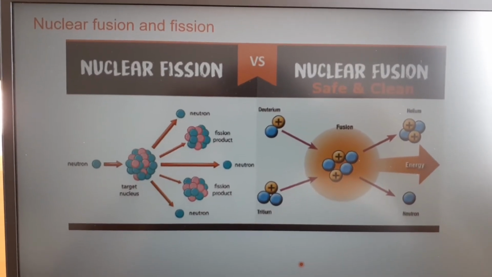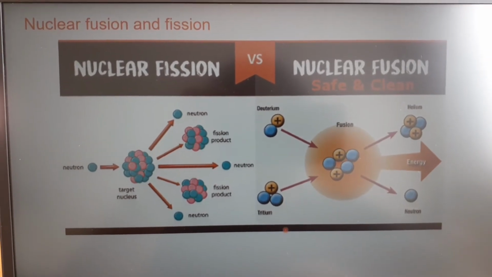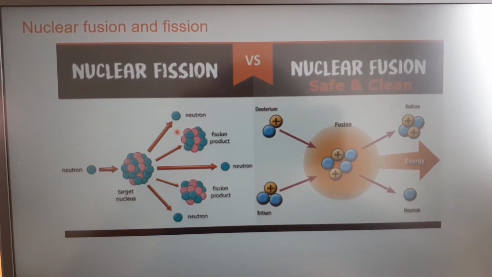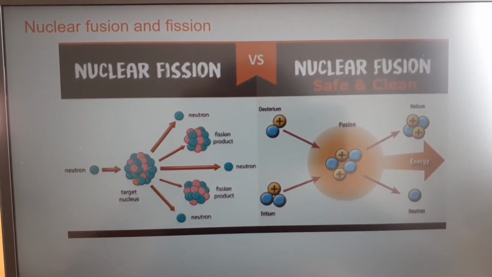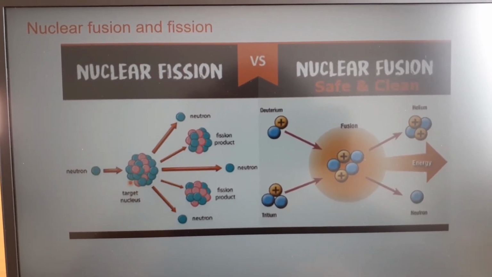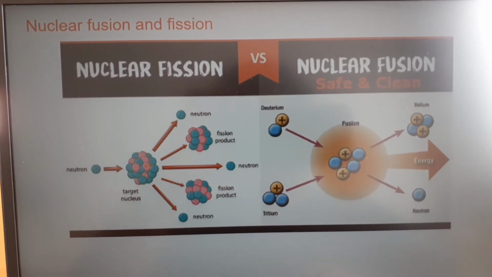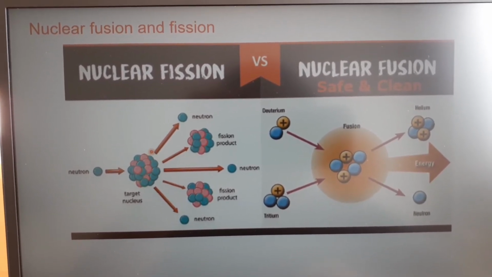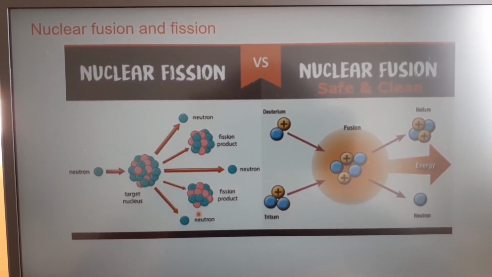So, nuclear fusion and fission. Nuclear fission and fusion are two different concepts. You can see what is happening in the fission reaction. A neutron is basically bombarded into the larger nucleus or larger element, and after the bombardment it gets destabilized and emits neutron particles or other kinds of fission products.